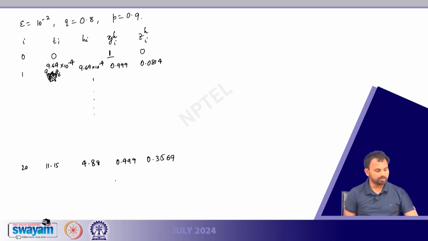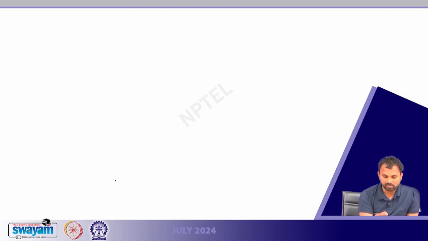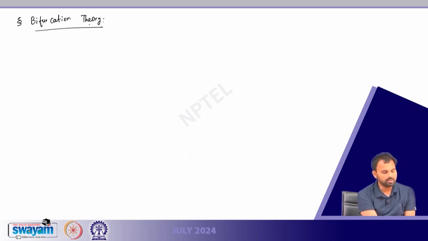Now I would like to move on to one more topic, which is bifurcation theory, and we'll start the chapter now. So let us move on to something called bifurcation theory. I think that is also in your syllabus. I will start with some idea, and then I will talk about some results or theorem, and then we keep on looking into further details.